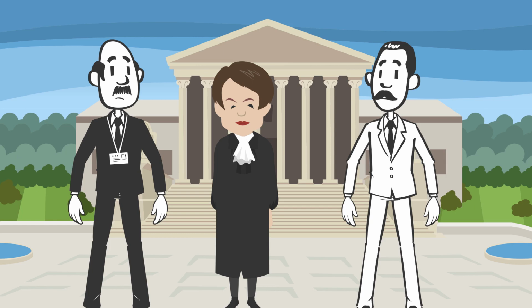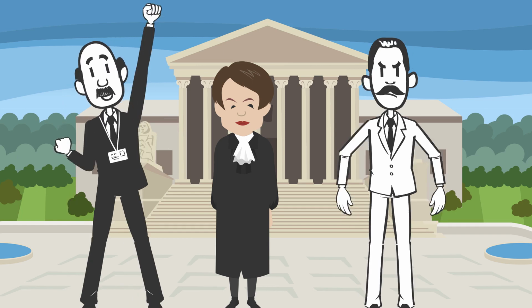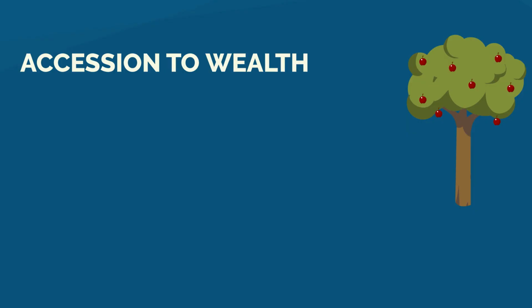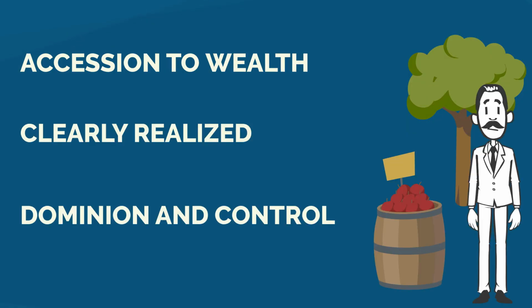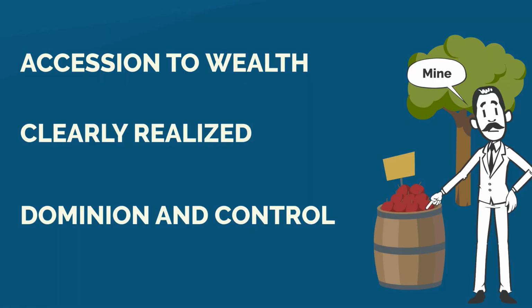The Supreme Court agreed with the IRS. The court said the entire judgment was taxable because the entire amount, including the punitive damages, was an undeniable accession to wealth, clearly realized, over which the taxpayer has complete dominion.